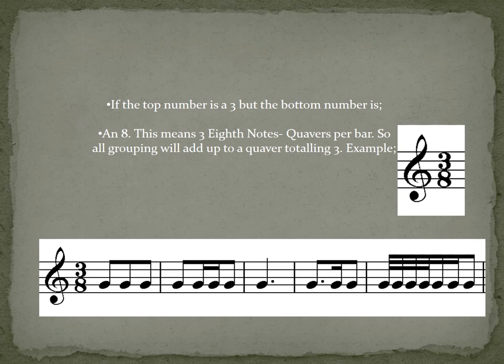You can see in bar 1, 3 quavers joined together. Second bar, a quaver, 2 semis, and a quaver. And the third bar, 1 dotted crotchet, in other words, 3 quavers, etc.